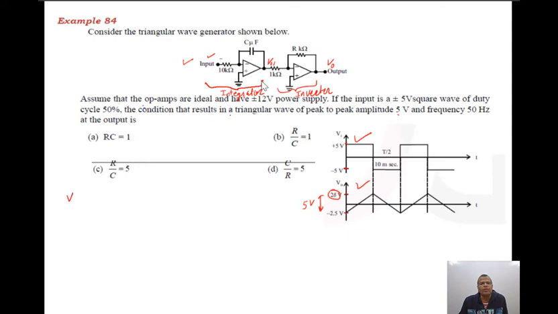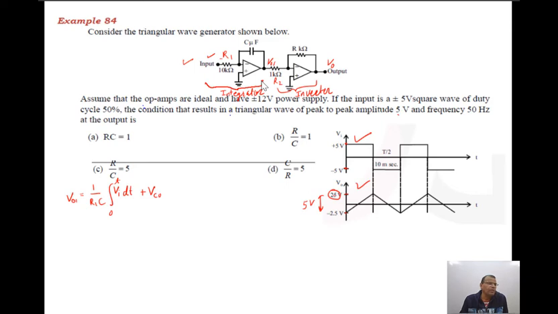Then the output of the first stage can be written like this: V01 equal to 1 by R1 into C, integration of the input voltage Vi dt from 0 to t, plus some initial voltage across the capacitor, we can say Vc1, right? Suppose this resistance is R1, this resistance is R2 and this is R. That's what you have, the initial voltage of the capacitor.